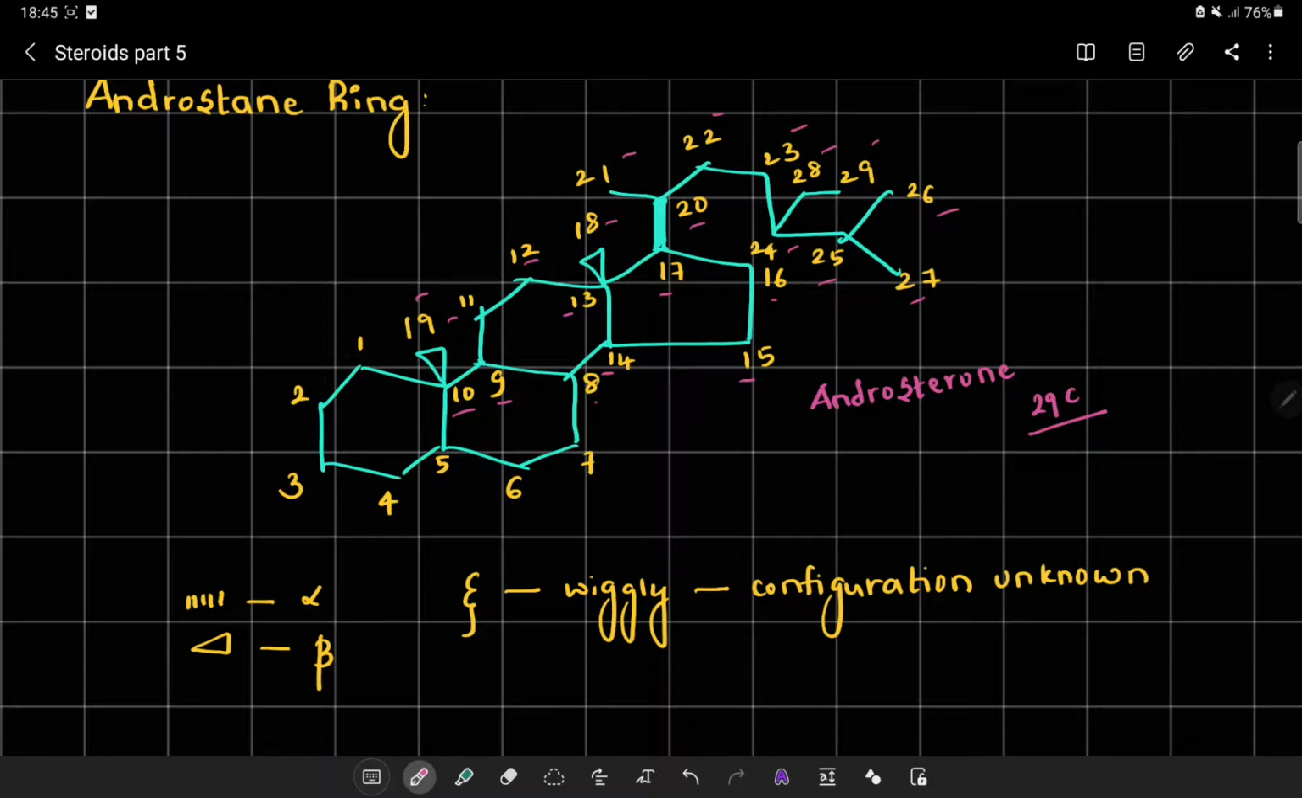Now, the methyl groups that are present at the ring junction are named 18 and 19. These 18 and 19 are called angular methyl groups. They serve as an important reference point for stereochemical designation. Various types of stereochemical designation could be given because of the presence of these 18 and 19 methyl groups.